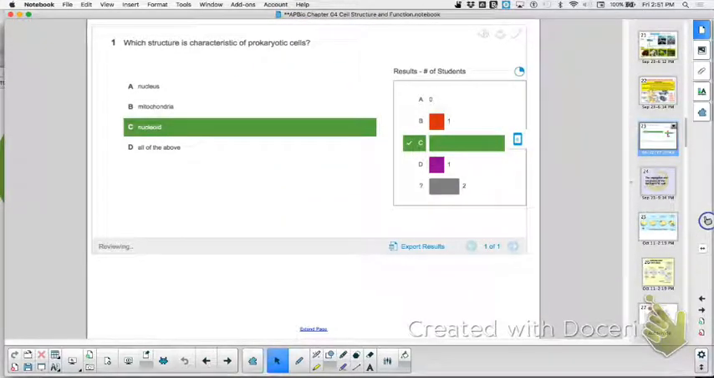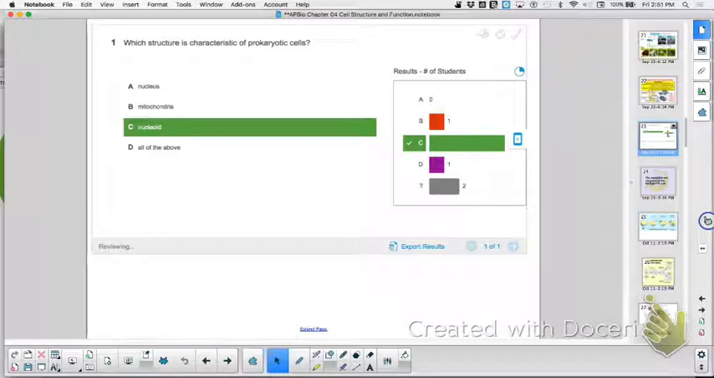What structure is characteristic of prokaryotic cells? Nucleoid. Remember, prokaryotic nucleus. And nucleolus is inside the nucleus of a eukaryotic cell, and mighty mitochondria only in eukaryotes. But keep in mind, they're still doing cellular respiration. It's just not contained within an organelle.